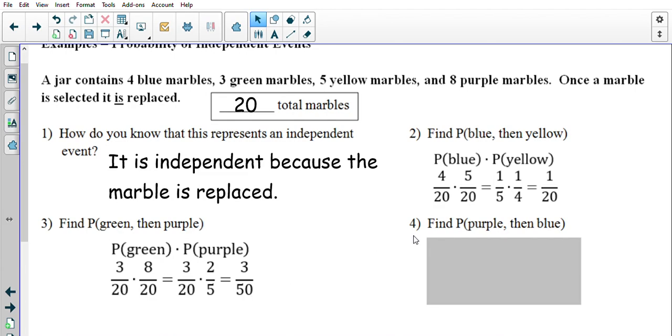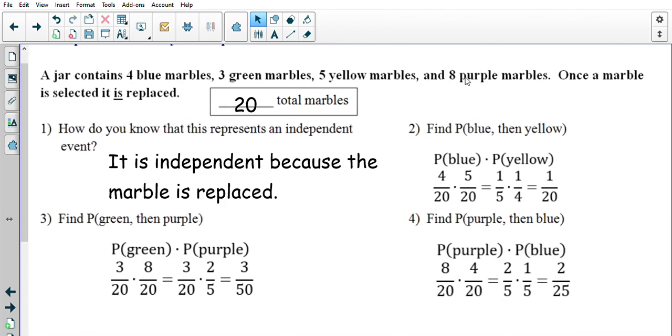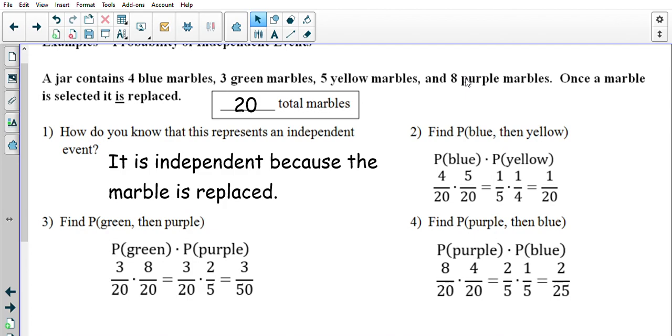Number 4, find the probability of selecting purple, then blue. So the probability of selecting a purple marble is 8/20. Blue is 4/20. 8/20 reduces to 2/5. 4/20 to 1/5. Multiply straight across to get 2/25 for your final solution.